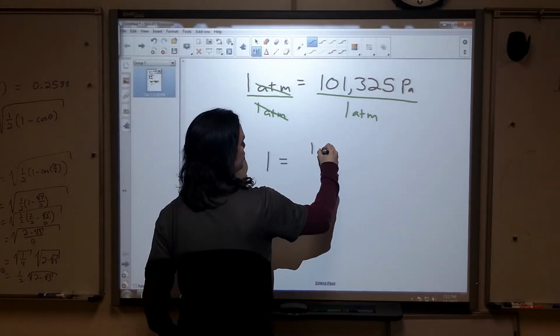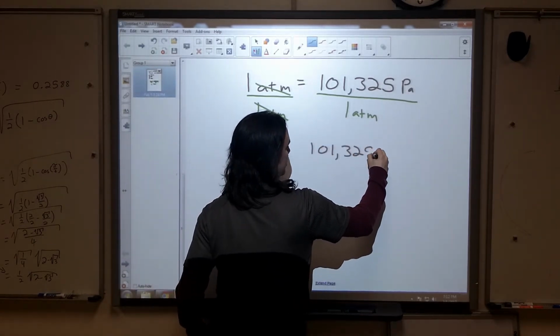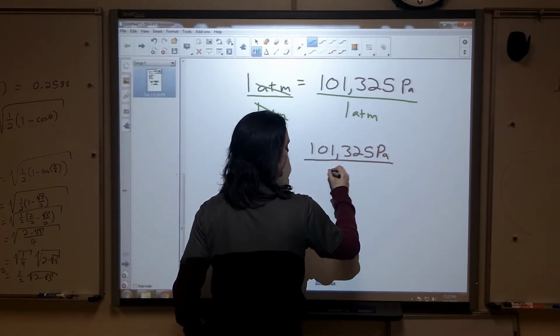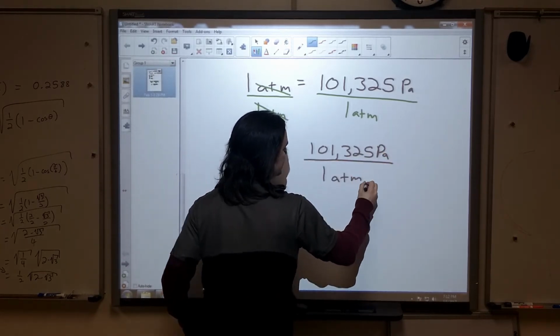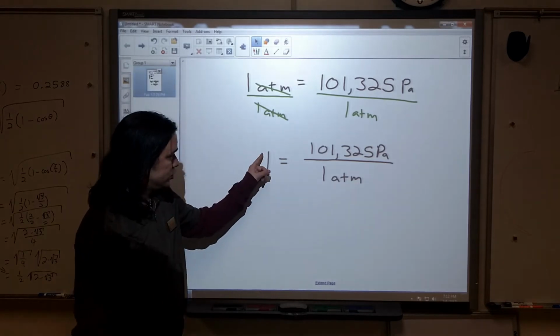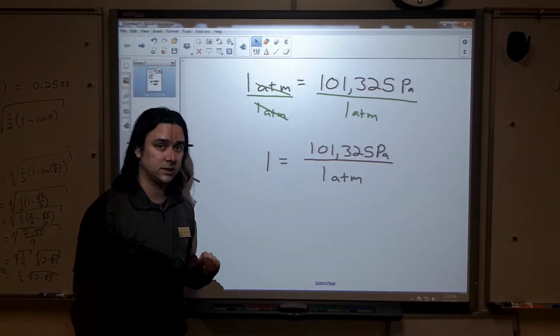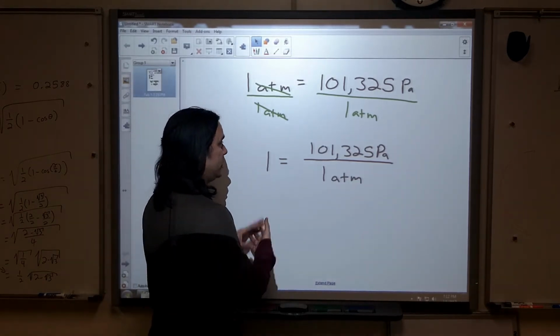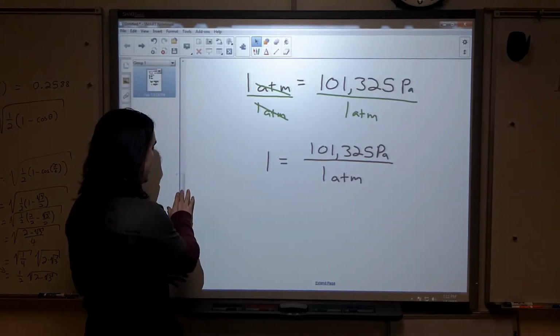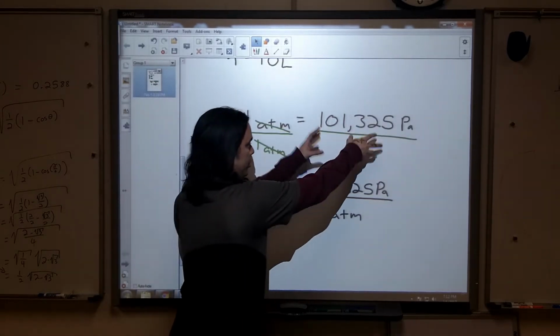1 equals 101,325 pascals divided by 1 atmosphere. This is 1 with no units. Now, why that's important mathematically and conceptually, many of you may be thinking, I know how to convert units, you just put this in there.